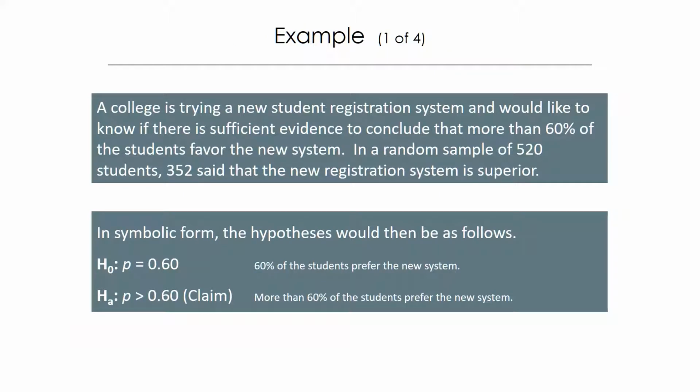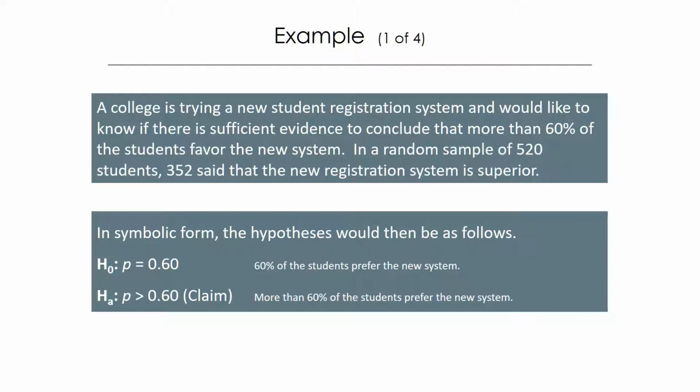For example, a college is trying a new student registration system and would like to know if there is sufficient evidence to conclude that more than 60% of the students favor the new system. In a random sample of 520 students, 352 said that the new registration system is superior.